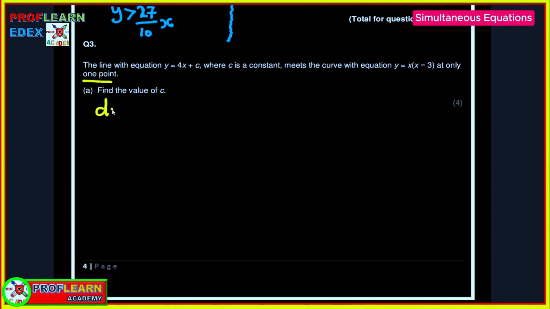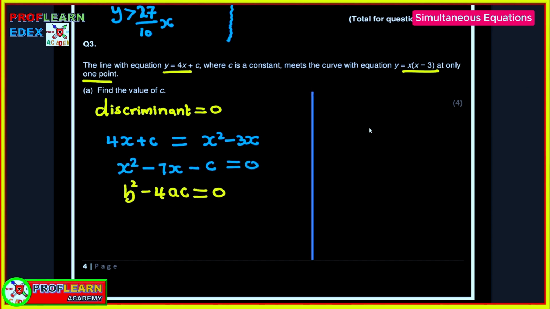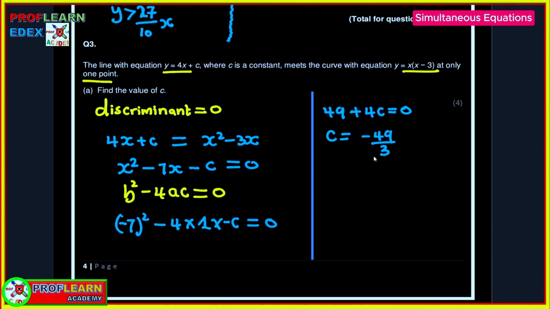Now we are going to equate the equation of the straight line and the curve, so that we are able to form a quadratic equation which we are going to use to find the discriminant. In that case, the discriminant we are going to say is equal to 0, so that we are able to make C the subject, and we shall say C is equal to negative 49/4 as the final answer. So C in this case is negative 49/4.